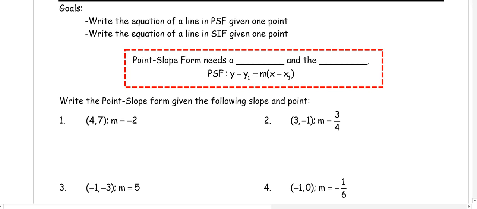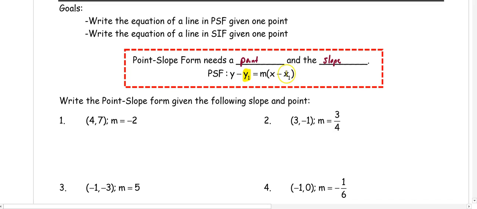This video is about writing the equation of a line in point-slope form and slope-intercept form given one point. Point-slope form is a new form that we haven't really talked about yet. In point-slope form, you always need a point and the slope. Point-slope form is y minus y1 equals m times x minus x1.